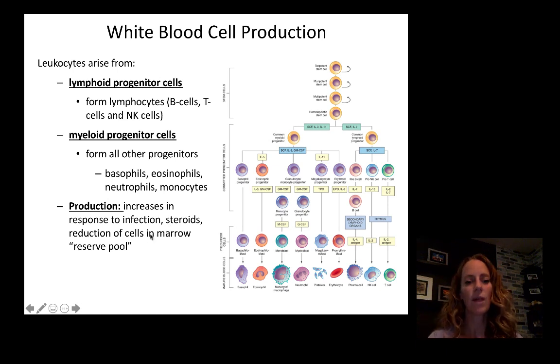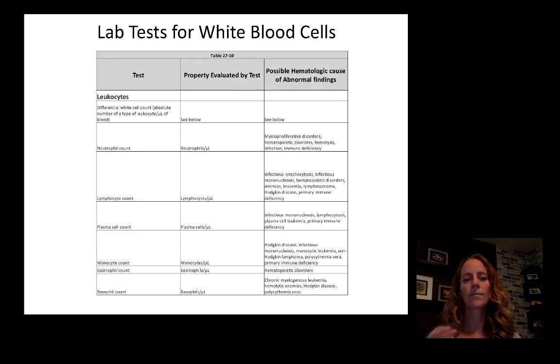So the production of white blood cells increases in response to infections, steroid hormones, reduction of cells in the marrow as a reserve pool. As you learn the functions of the white blood cells, it will help you to understand why they increase and decrease with various lab tests. So we look at a differential white cell count, the absolute number of each type of leukocytes within the blood. And we can see the numbers of neutrophils, lymphocytes, monocytes, eosinophils, basophils, and also plasma cells as a function of various conditions.